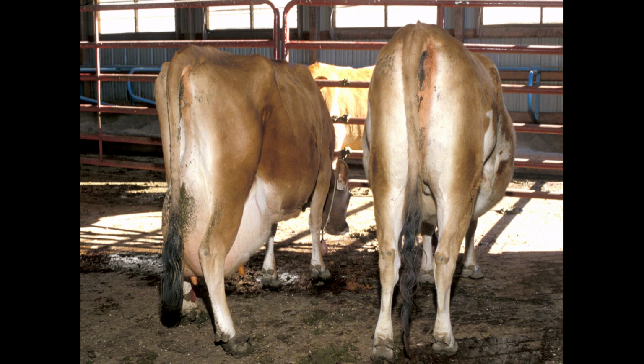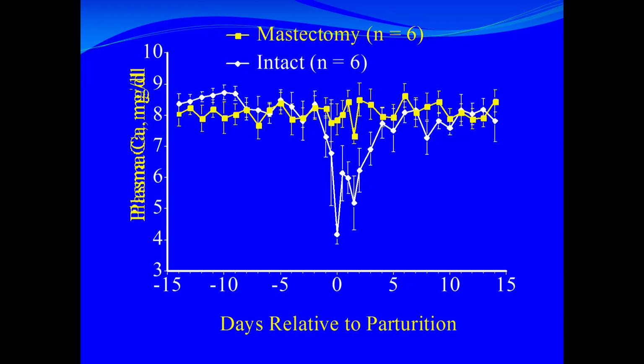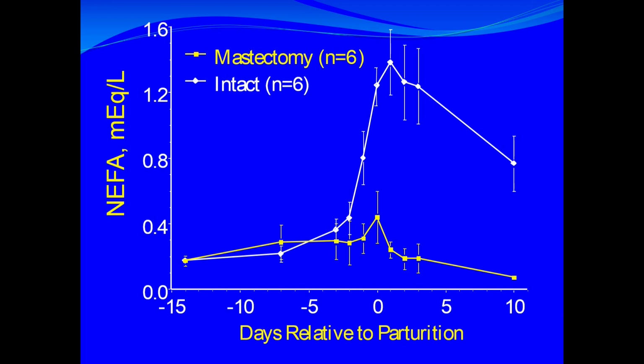So that's before, and this is after. And when we look at blood calcium concentration, I'm sorry that came out poorly, but that's plasma calcium concentration. When you mastectomize a cow, she suffers no drop in blood calcium. An intact cow, big drop in blood calcium around the time of calving.